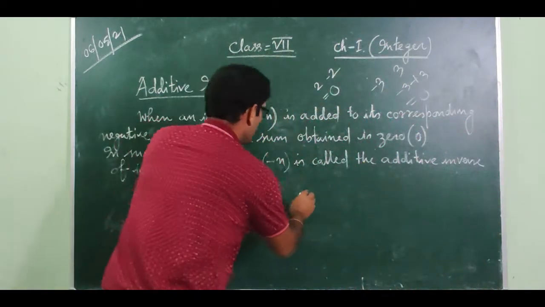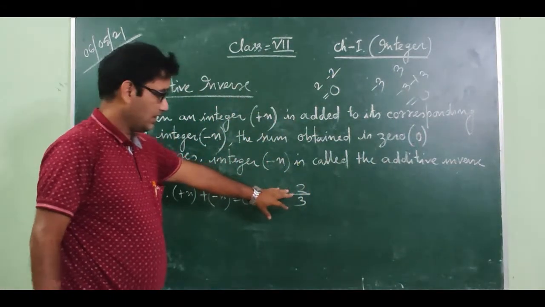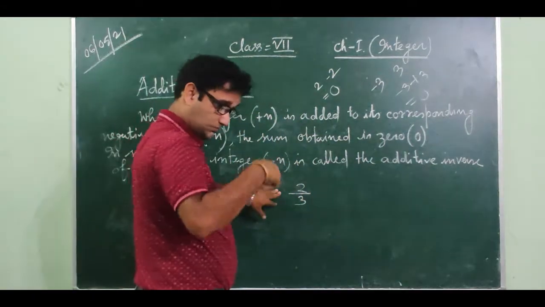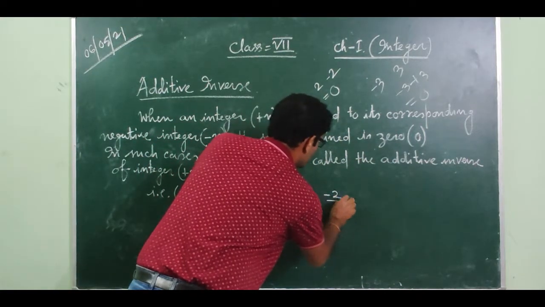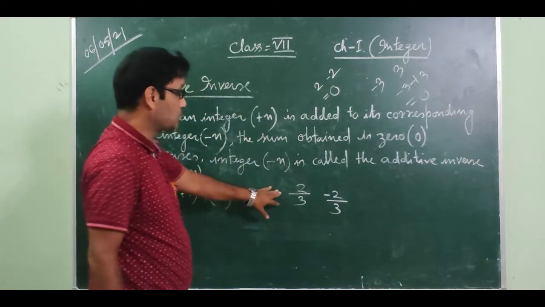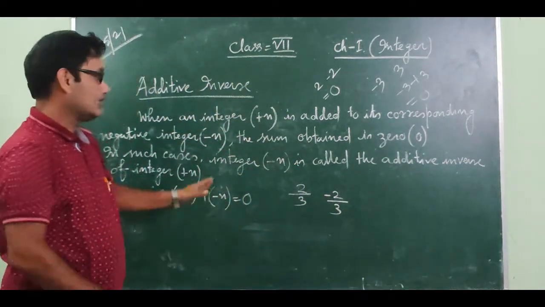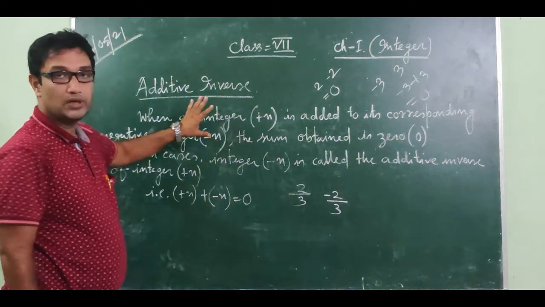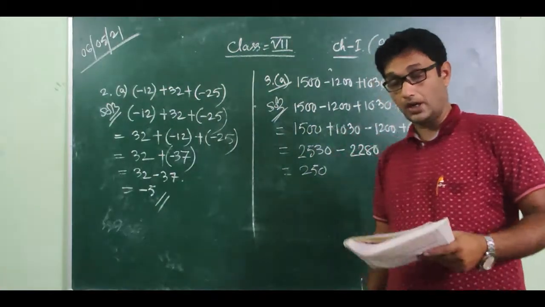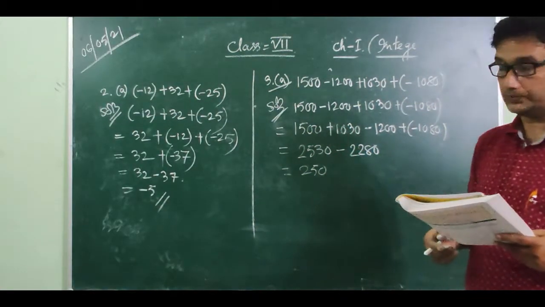Suppose here one integer is 2 by 3, for example 2 by 3, then its additive inverse will be what? Additive inverse will be minus 2 by 3, because when you add these two, your result will be 0. This is all about your additive inverse. Okay, now you see your exercise 1.1.